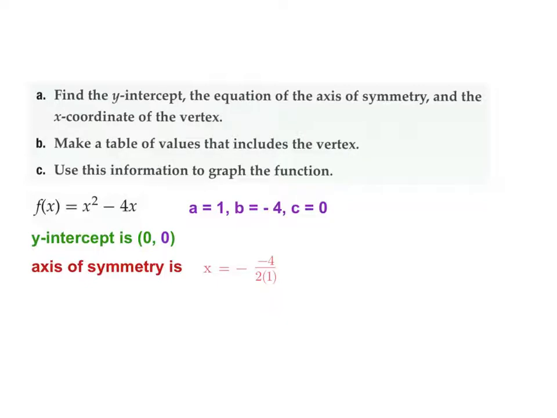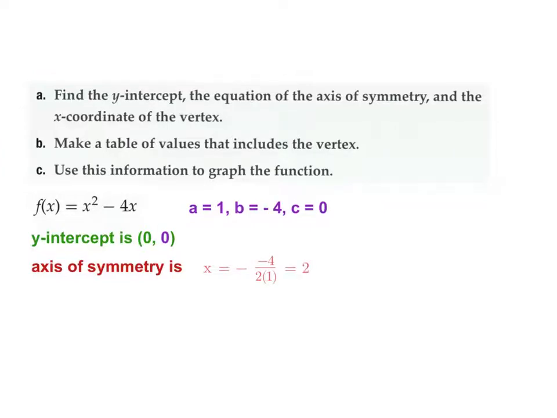Remember that the axis of symmetry is a vertical line, and that vertical line is an equation. X equals whatever this number is that we get when we simplify it. So the negative 4 comes from b, the 1 comes from a. What does this simplify to? X equals 2. Correct.